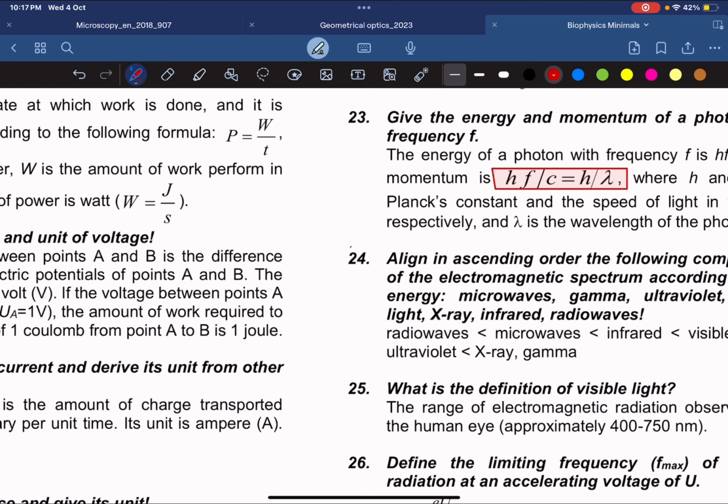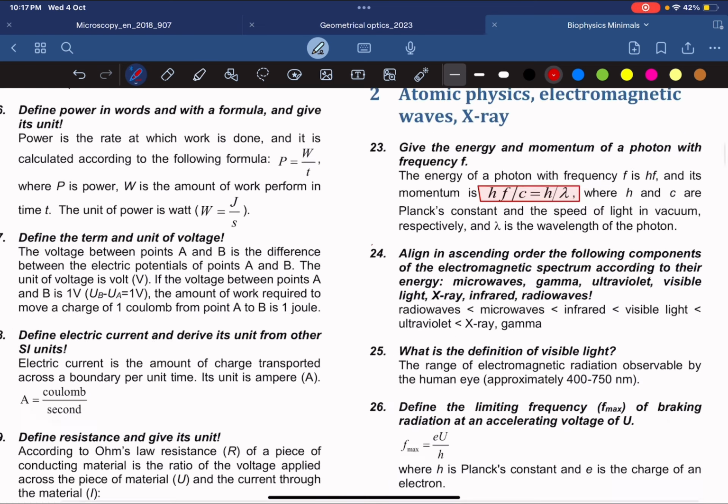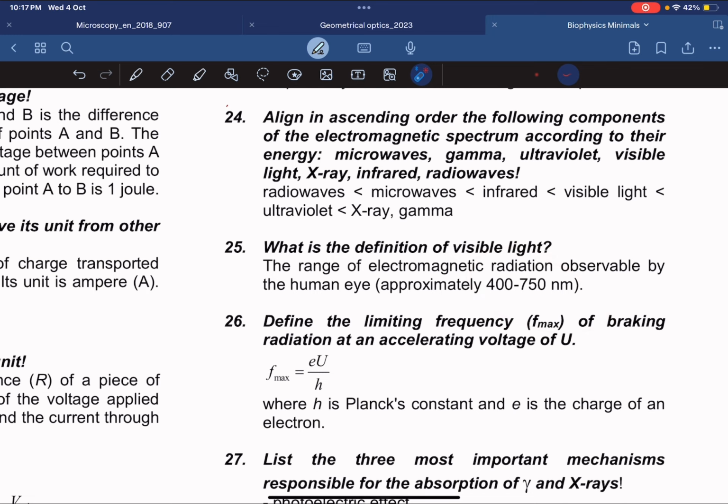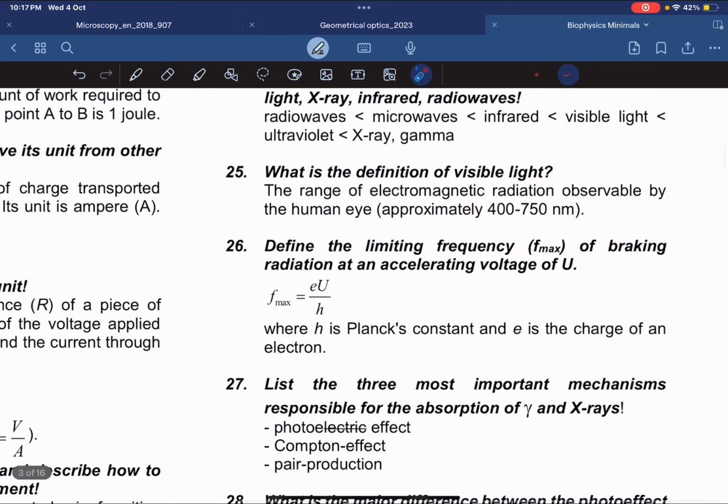Let's get rid of this. Okay, arrange in ascending order the following components. This, just memorize this, guys. I don't know how you're going to do it, but do it. It's easy. Definition of visible light. My god, this is so easy. 400 to 750. This stuff, bremsstrahlung radiation, is all in X-rays.